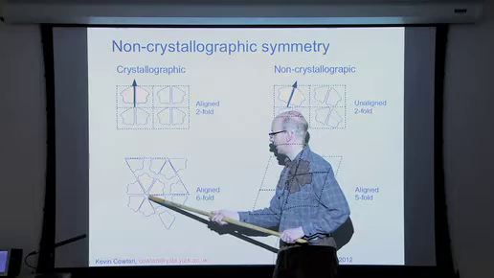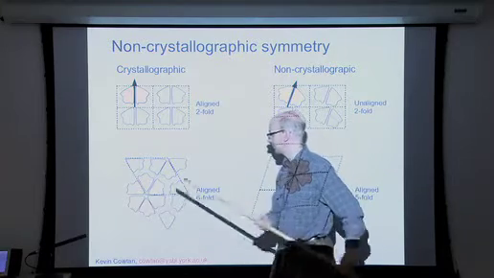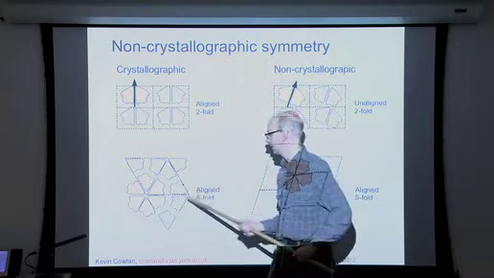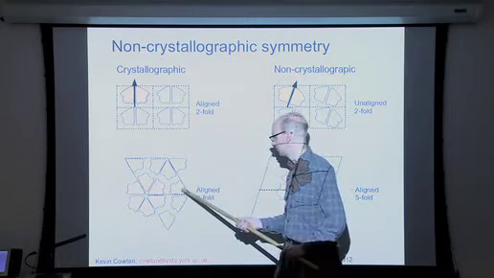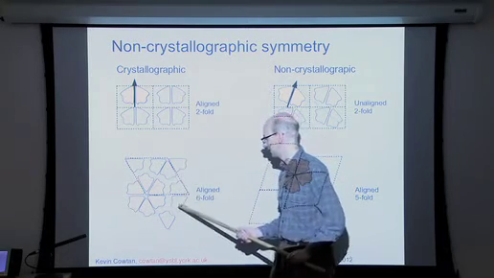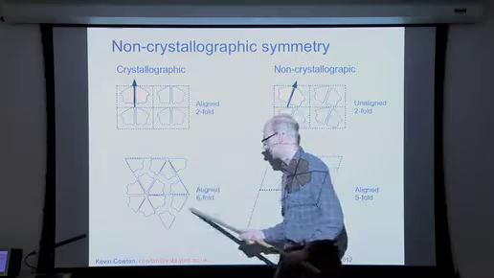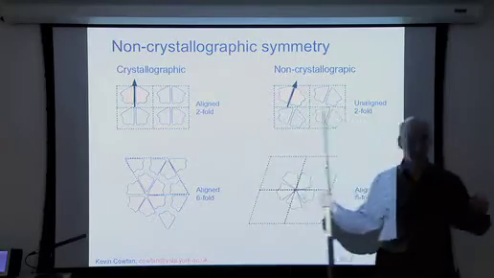Here's another example, a 6-fold aligned perpendicular to this plane. It maps this copy onto this copy, this onto here, but also maps this one onto this one, and this one onto this one, and this one onto one down here, and so on. So again, it's global.